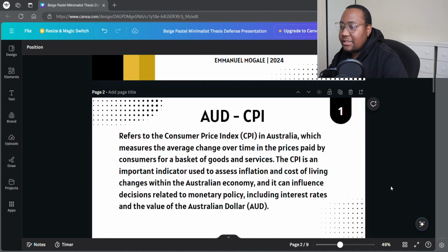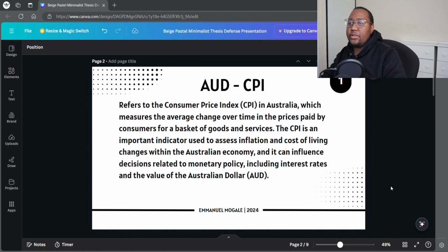Okay, now let's define the AUD CPI over here. The AUD CPI refers to the consumer price index of, or rather in, Australia, which measures the average change over time in the prices paid by consumers for a basket of goods and services. The CPI is an important indicator used to assess inflation and the cost of living within the Australian economy. It can influence decisions related to monetary policy, including interest rates and the value of the Australian dollar.